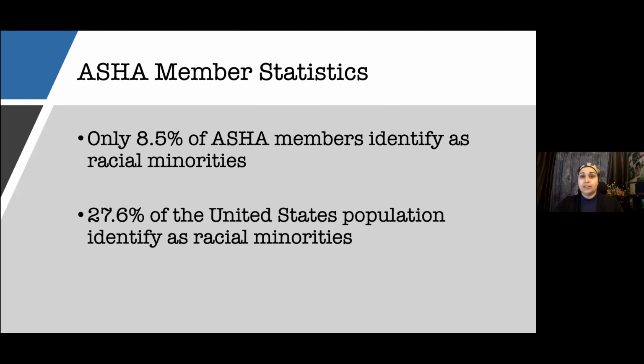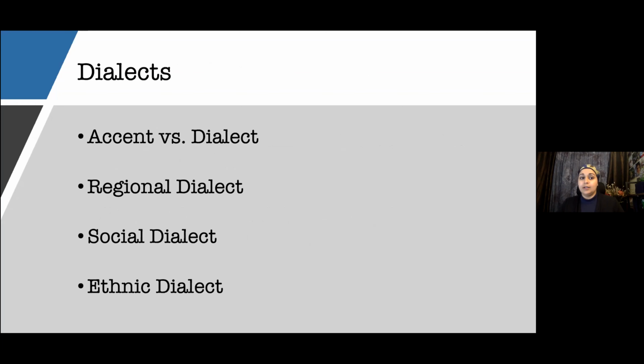So ASHA member statistics, this is where it gets rough. As you know, there's a reason SISTAs exists. Only 8.5% of ASHA members identify as a racial minority, as opposed to 27.6% of the US population. So again, we are asking members to be culturally aware in cultures that are not necessarily representative of ASHA. And it's extremely important that we expand our knowledge base. So let's get into the nitty-gritty.